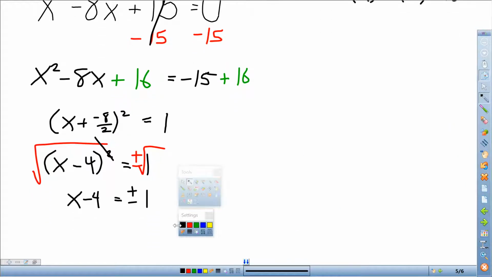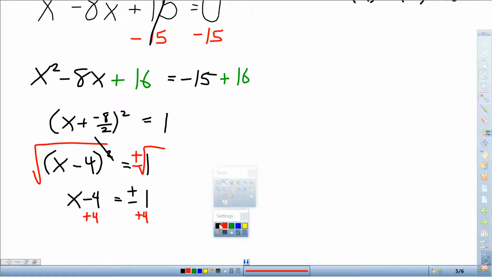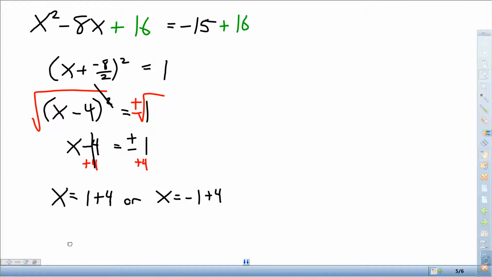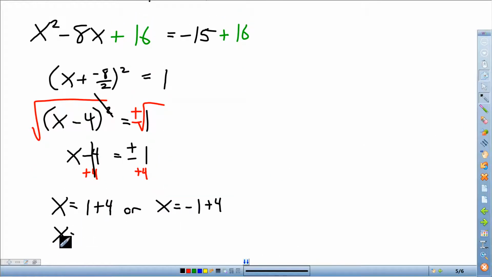Okay, so last thing, or almost last thing, getting rid of this 4 by adding it to both sides. Okay, now we can write this as our two different equations. We have x equals a positive 1 plus 4. Okay, or we have x equals a negative 1 plus 4. All right, and last thing here, x equals 5 or x equals 3.